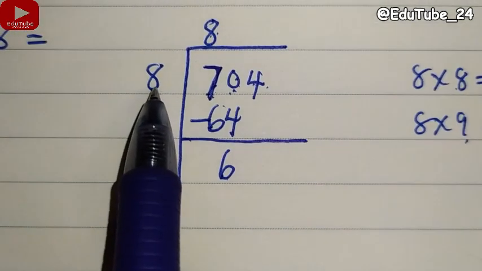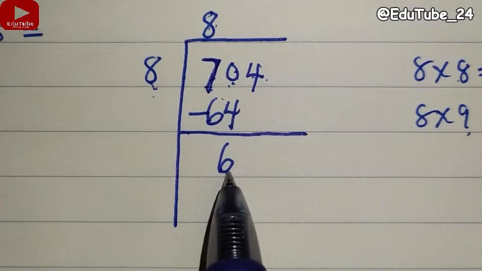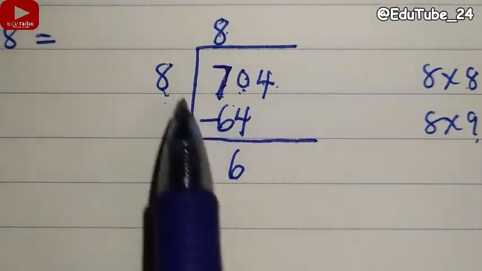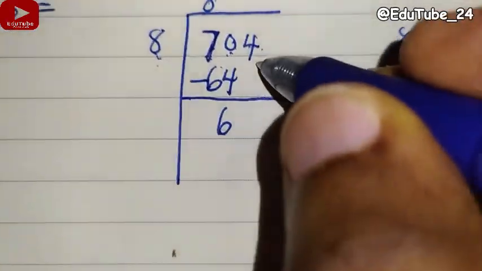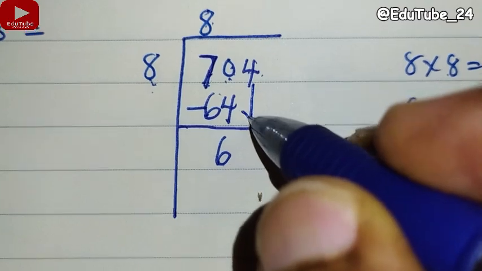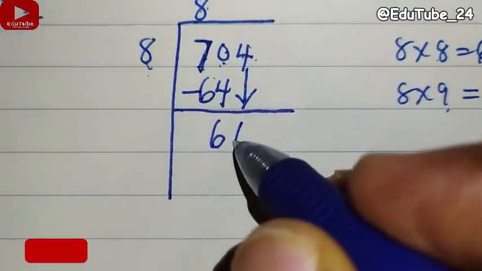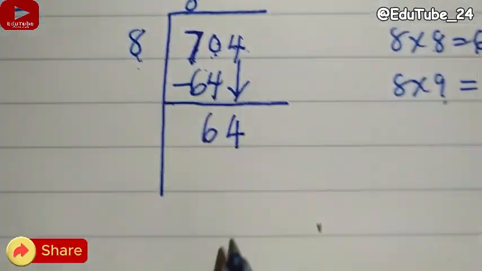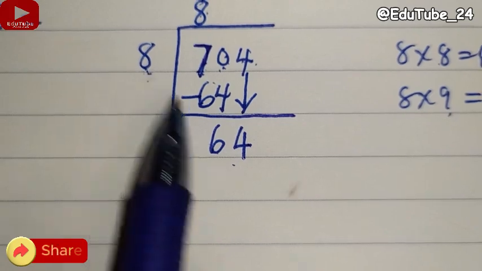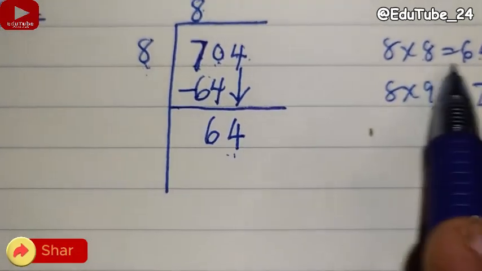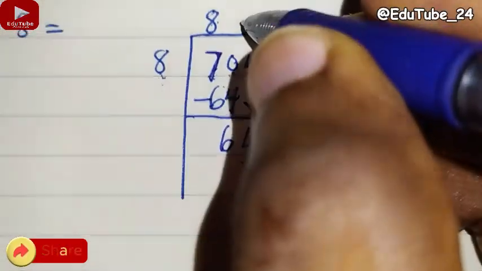Now, we go again by saying how many 8 goes in 6, which is impossible because 8 is greater than 6. So what do I do? I'll bring down the next number, which is 4. If I bring down 4 right beside 6, I'm going to have 64. So how many 8 goes in 64 again?